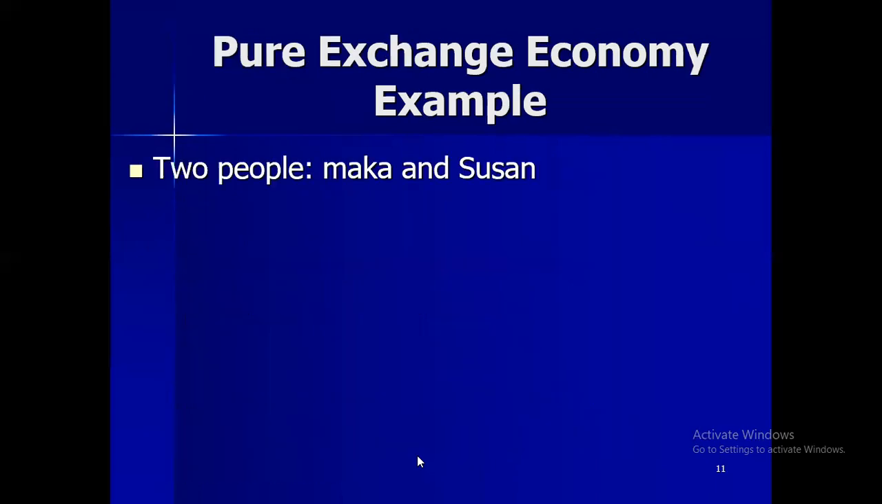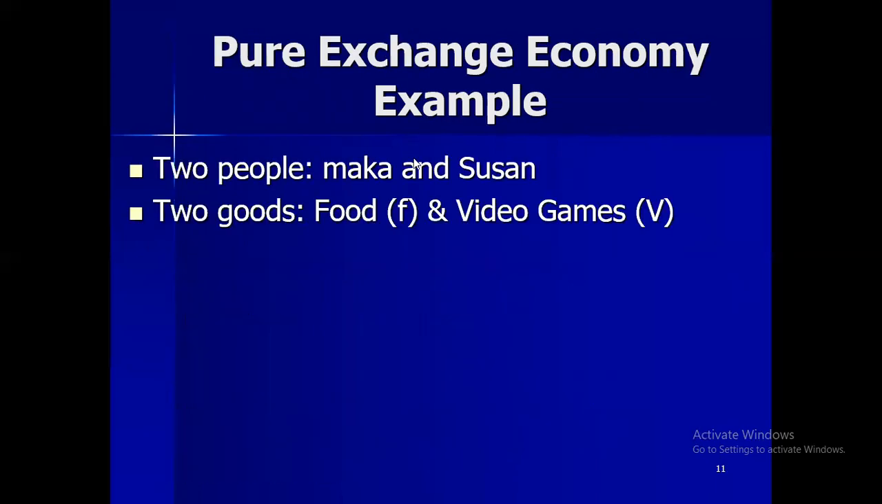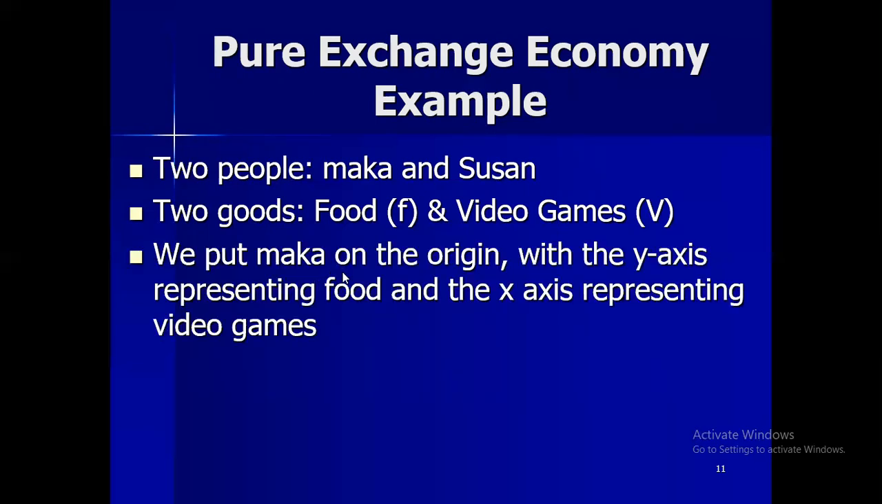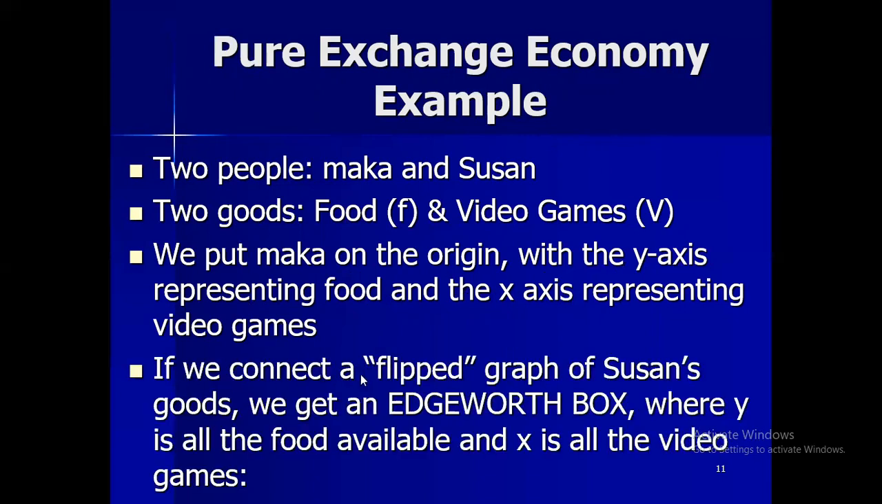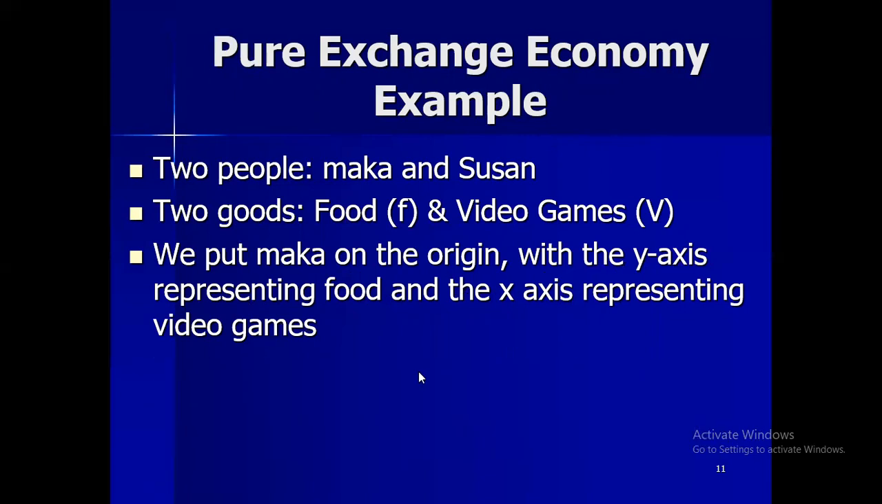Let's suppose the names of the two persons are Makka and Susans, and the two goods are food and video games. We put Makka on the origin, with the y-axis representing food and the x-axis representing video games. Let's take a break.